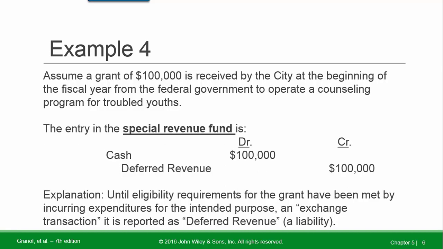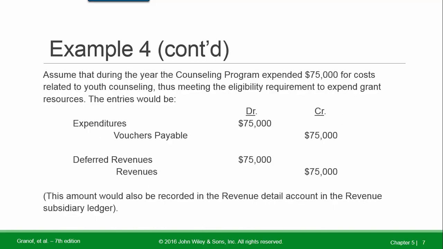Example 4. Assume a grant of $100,000 is received by the city at the beginning of the fiscal year from the federal government. The entry in the special revenue fund is a debit to cash but a credit to deferred revenue until eligibility requirements for the grant have been met by incurring expenditures for the intended purpose. The transaction is reported as deferred revenue, a liability.